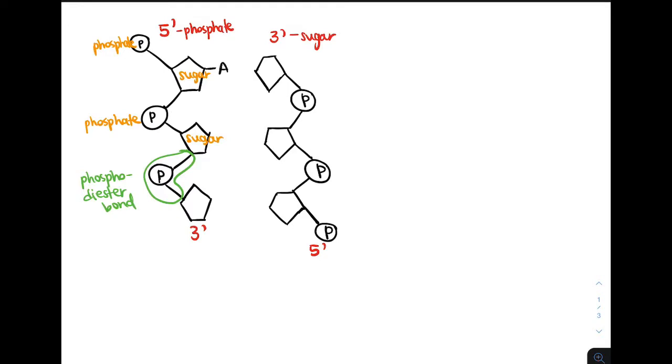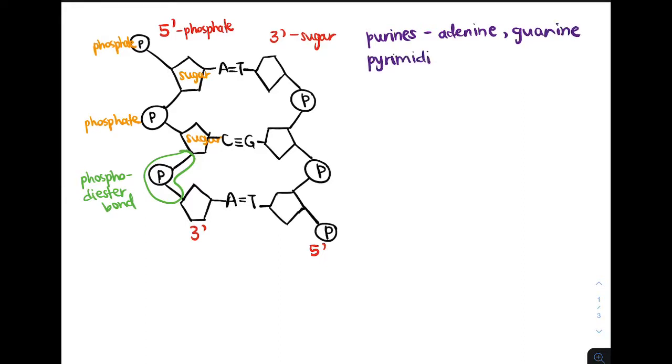DNA also consists of different bases: adenine, thymine, cytosine, and guanine. Adenine and thymine base pair together, while guanine and cytosine base pair together. Adenine and guanine are purines. This means that they consist of 2 rings. On the other hand, cytosine and thymine are pyrimidines. They consist of 1 ring. You can remember this by thinking of the phrase pure as gold.